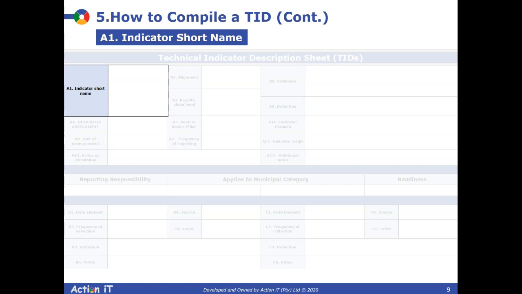The TID template includes many numbered data fields that need to be completed. We will work through the templates in a sequential order to complete the information for the fire indicator and, for illustrative purposes, also list other examples that could have been captured for other indicators. Let us start with A1, indicator short name.